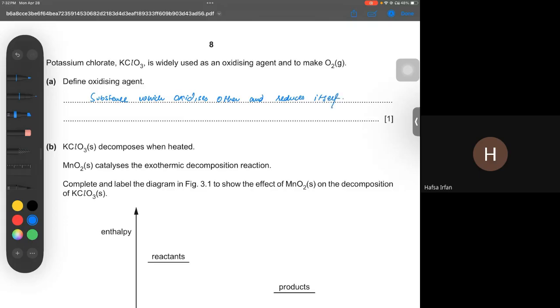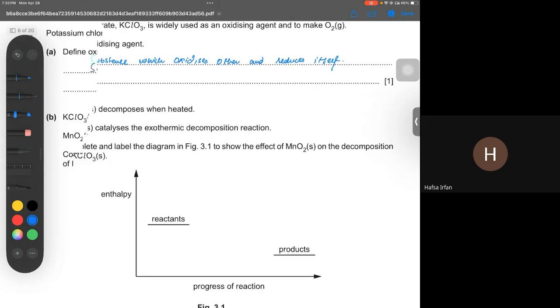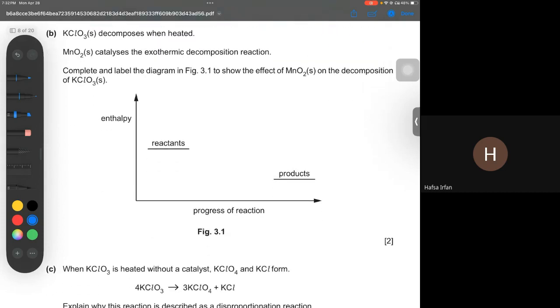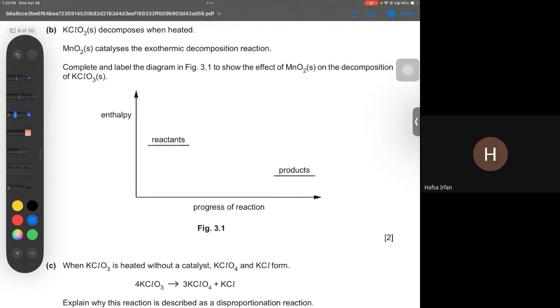Okay. KClO3 decomposes when heated. MnO2 catalyzes the exothermic decomposition reaction. Complete and label the diagram in figure 3.1 to show the effect of MnO2 on the decomposition of KClO3. So they are going to ask to draw the graph. So this is the reactant and this is the product.